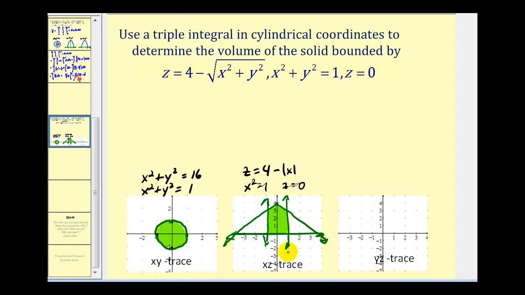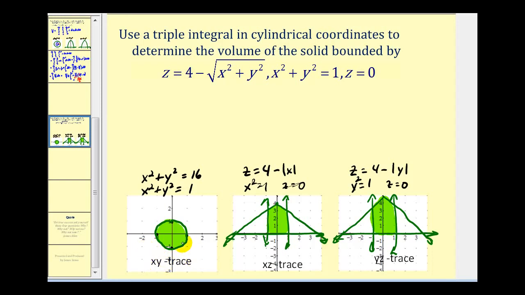Then the yz trace is going to be similar to the xz trace. Setting x equal to 0, we'll have z equals 4 minus the absolute value of y. Here we'll have y squared equals 1. And again, z is equal to 0. So here's z equals 0. Here's y equals negative 1. Here's y equals positive 1. And we have this v-shaped graph from the absolute value. So our region is in here. A lot of times when setting this up, we only need the xy trace, but I think getting in the habit of making all three traces is often helpful to get a better understanding.